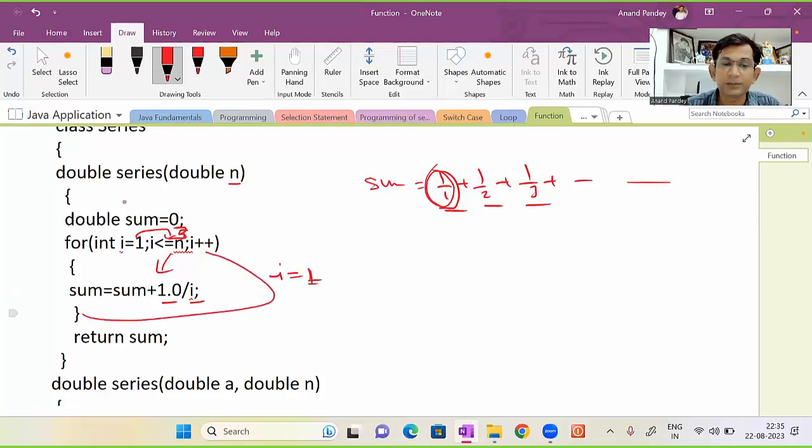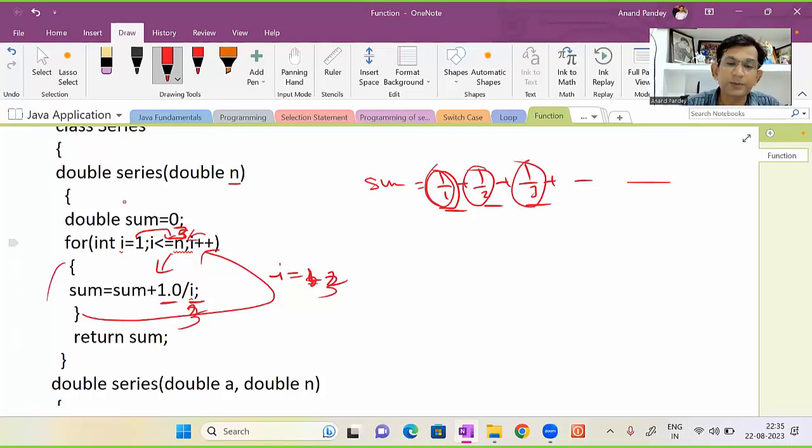Next time, from here i++, the value of i will be what? 2. Condition true. Now 1 upon 2 will be added, since i is 2. This term will be added. Then i will be 3, i++. Now 1 by 3 will be added, means the third term will be added, and so on.